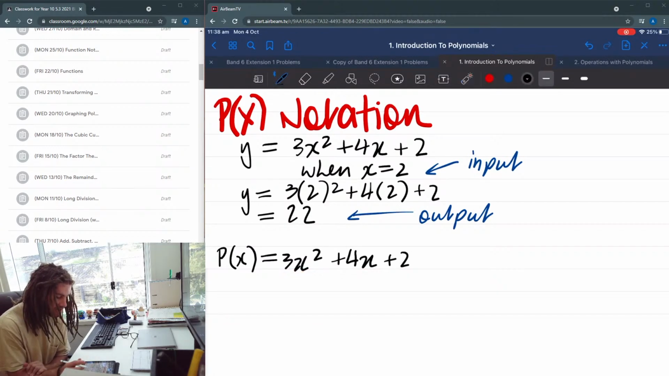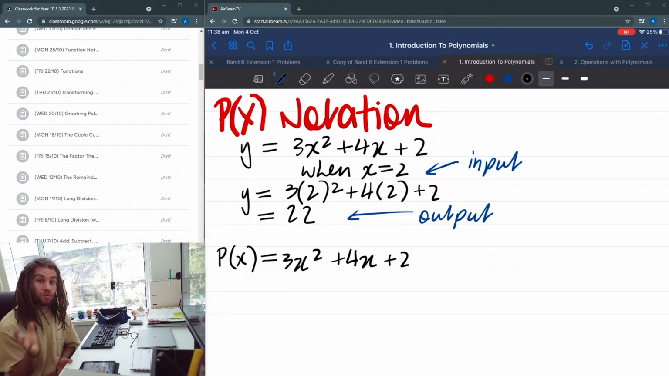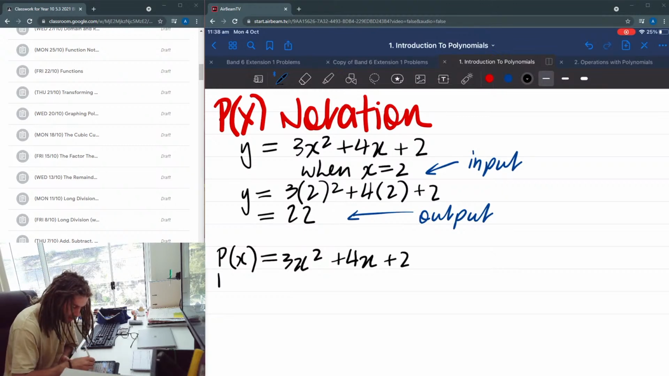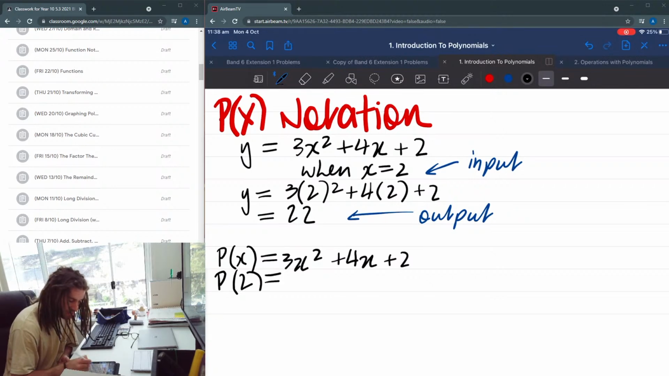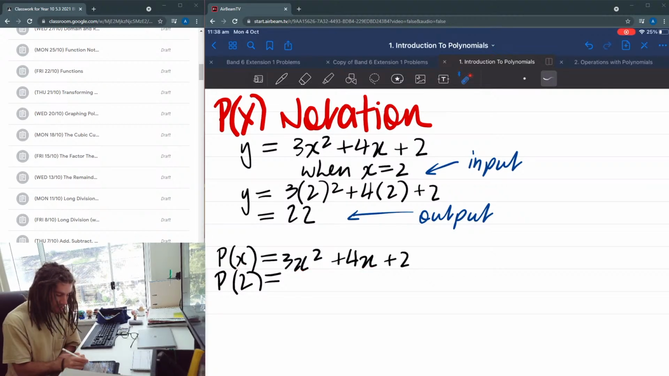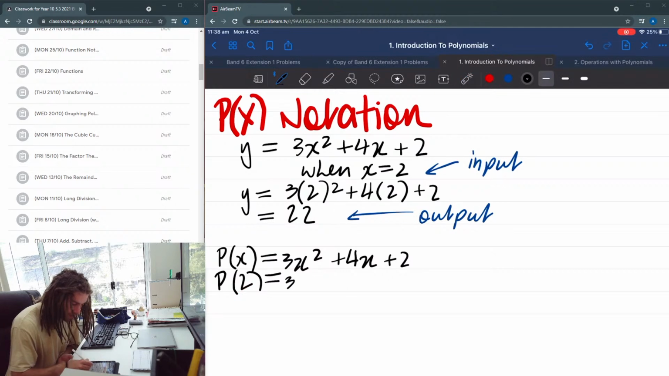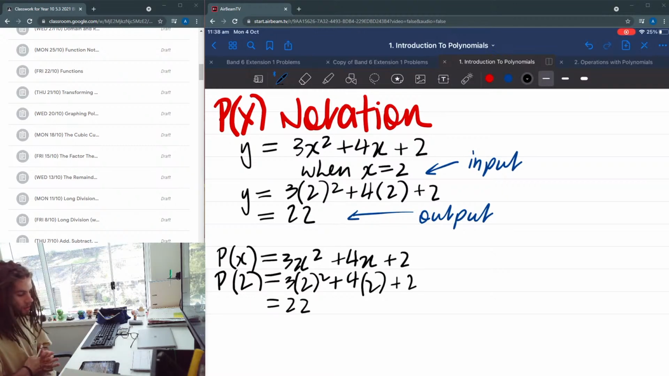Now what I want to do is, instead of having x's inside of it, I want to put 2's in it. So I'm going to have a polynomial, and I'm going to put 2's into it. When I do that, all I'm doing is thinking of this as a placeholder. My x is here, my x is here, my x is here. Instead of having x's, now I'm going to have 2's. So I'm just going to have 3 times 2 squared plus 4 times 2 plus 2. And same thing, that's 22.